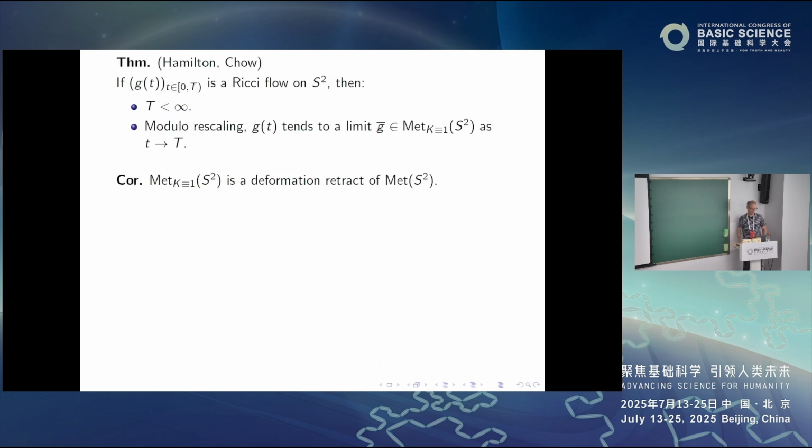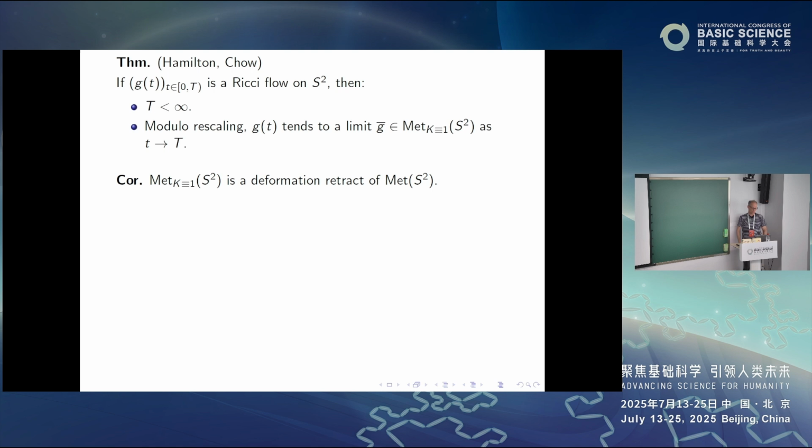Now, in the two-dimensional case, there's a beautiful result of Hamilton and Chow, right? That if you take any Ricci flow on the two-sphere, then in fact, this right endpoint is finite. So it actually blows up in finite time. And the behavior as you approach that capital T is very nice. You take the metric and rescale it to normalize the area, and then this rescaled metric converges to a curvature 1 metric as you approach the blow-up time, capital T.